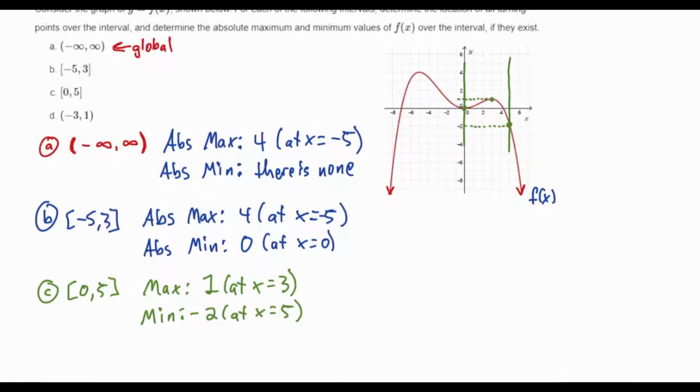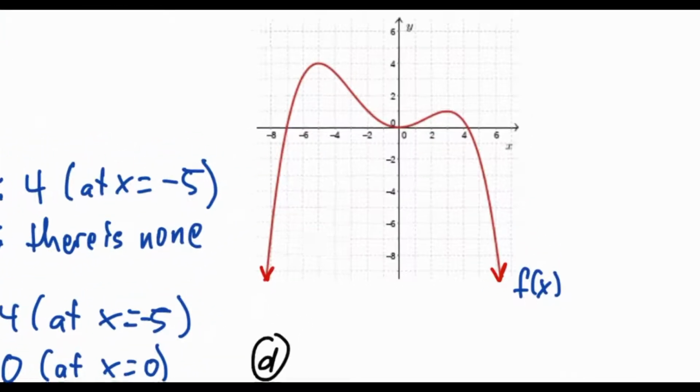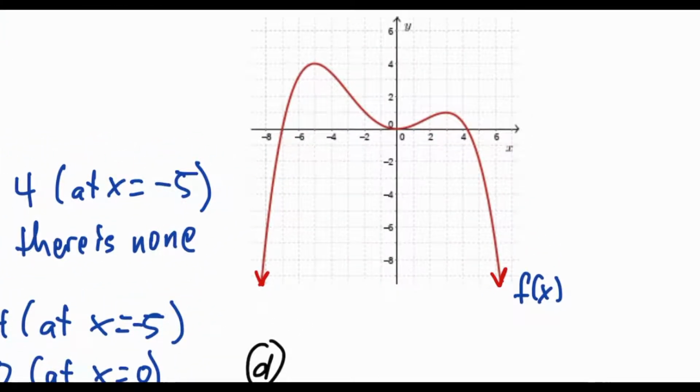And finally, question D. We are looking at the interval of -3 to 1, non-inclusive. It's an open interval. So -3 is right around here. And 1 is going to be here. Our local minimum is going to be here. And what about the maximum?